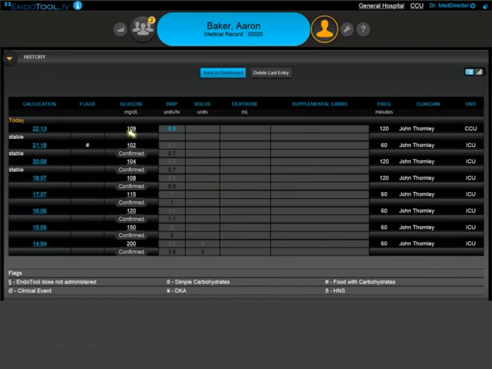The history for the patient provides a chronologic review of both the recommended doses and the confirmed doses given. The history provides indicators for significant events or activities that impact insulin needs. These events are flagged, and the key to the flags is located at the bottom of the page.